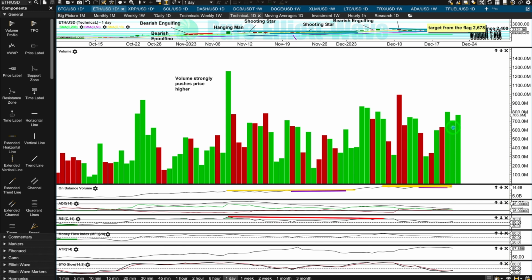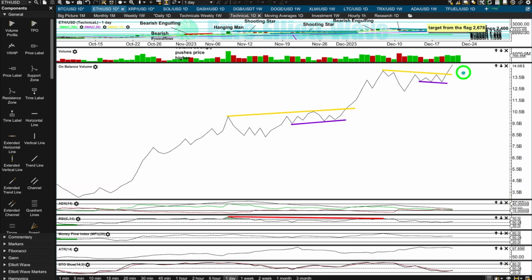Volume is stronger than the previous session, so that's an increase in volume for this session. There was a bullish signal a couple of days ago from on-balance volume giving us an advance warning of an upward breakout, and that's exactly what's happening today. This system works really well. I've shown you a few times now on these charts in recent weeks or months exactly how this works.